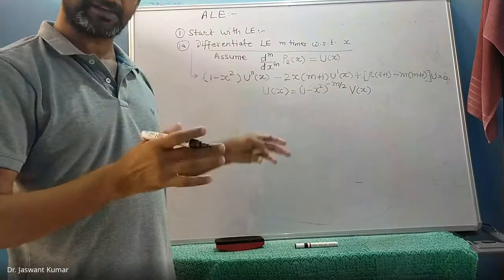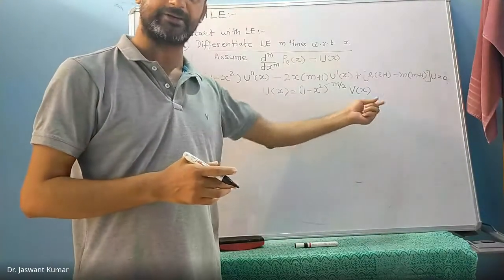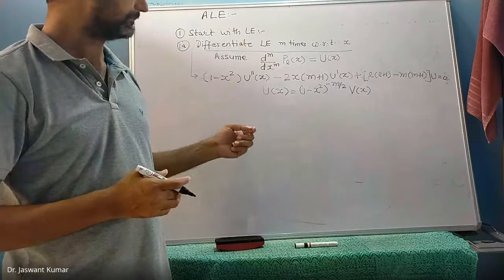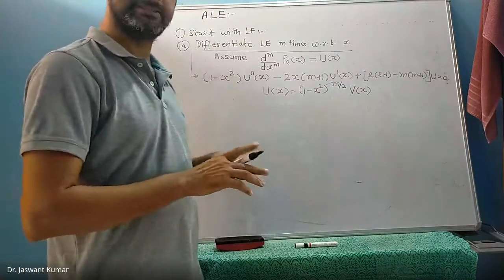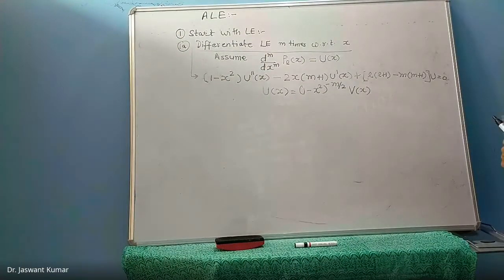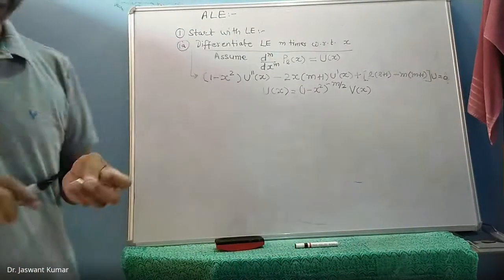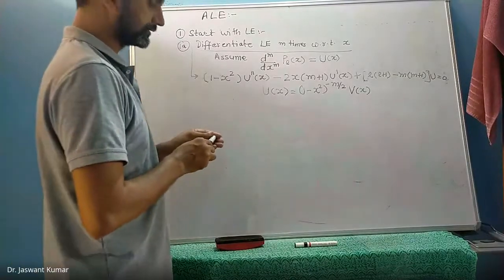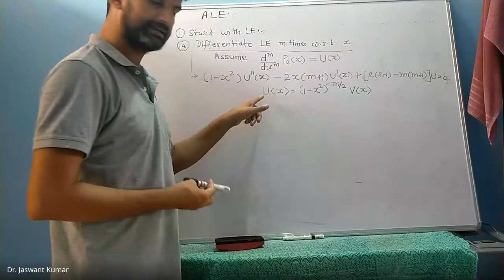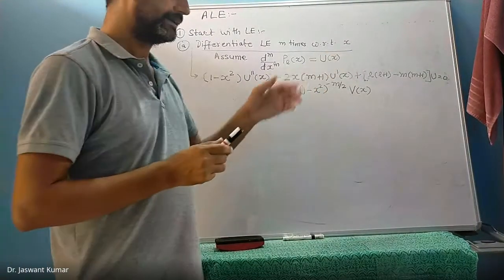f of x was some function of x. So the only quantities that we have put on the right hand side are all dependent on x. I'll increase the speed of the fan a bit, please. So the only things that we have put on the right hand side are functions of x only. So that particular function of x, we suppose, may be written as (1 minus x squared) to the power minus m by 2 and then v of x.